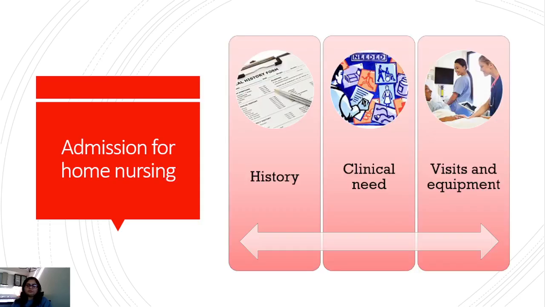So mainly when we do admissions for home nursing, once we establish the need, we go on to the details of their history. History involves everything, but it's a totally different topic. It's a full-fledged topic. We are not covering it, just touching on it. So we go into the details of their clinical history, their social history, then finally establish and document the clinical need in our notes, schedule visits for them, and make sure there is availability of the equipment that we are going to need.